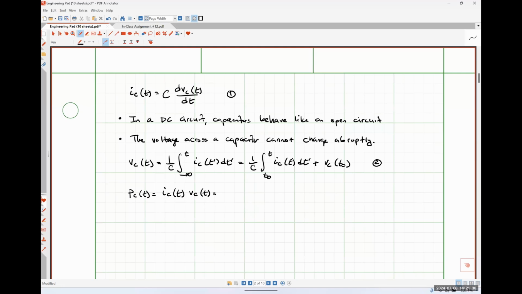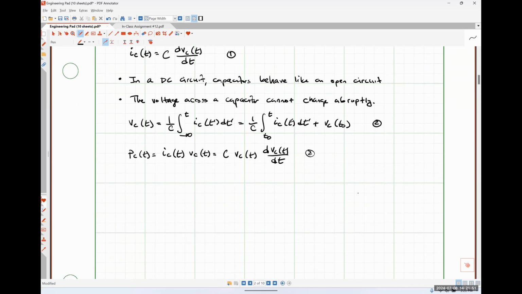And if we were to substitute in our first equation here, we could write this as C V times the derivative of the voltage. And lastly, our energy relationship is always the integral of power. And this is going to come out to be 1/2 C times the square of the voltage.